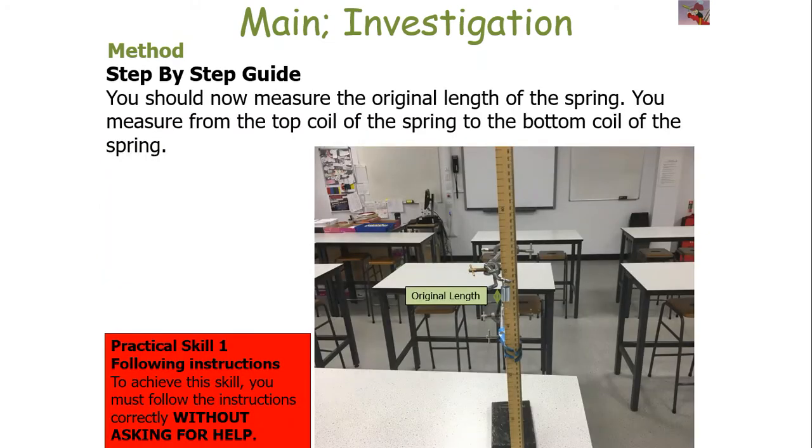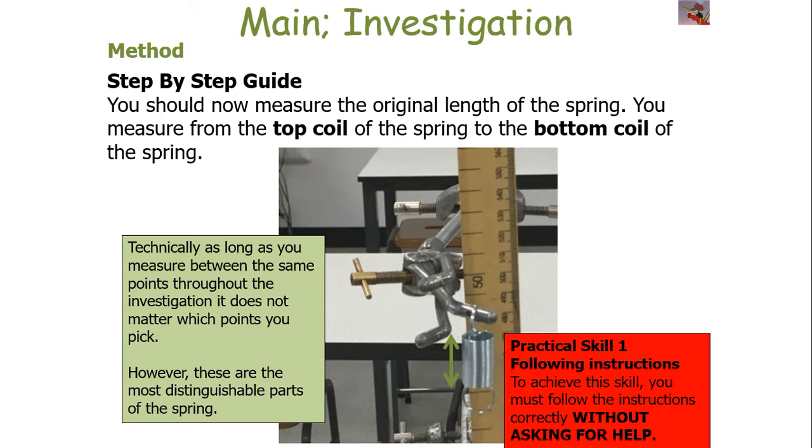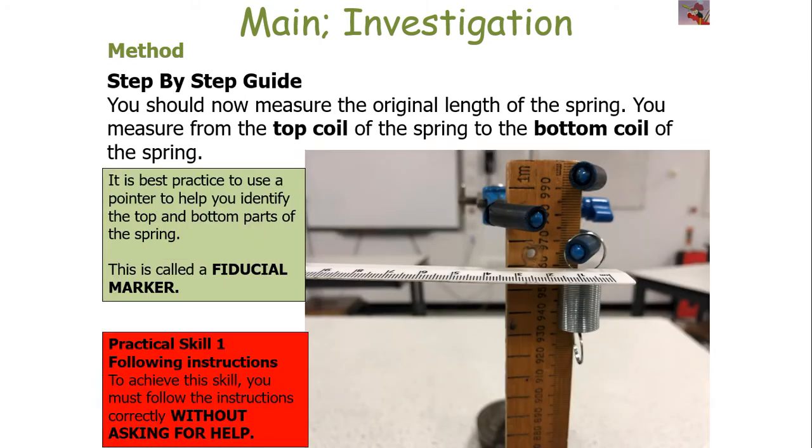You should then measure the original length of the spring, measure from the top of the coil to the bottom of the coil of the spring. Now technically it doesn't make a difference where you measure the length of the spring from, as long as you're keeping it constant throughout the investigation. However, the top coil and the bottom coil of the spring are the most distinguishable parts of the spring, so the easiest to measure. Now, it's best practice to use a pointer to help you identify the top and the bottom parts of the spring against the measuring ruler.